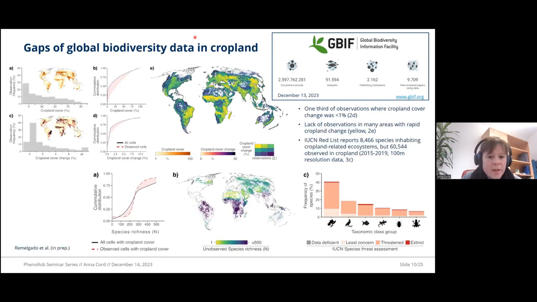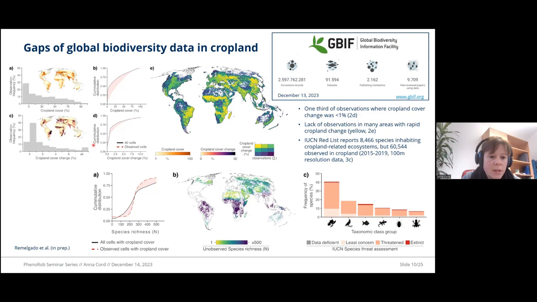So here are some figures from a publication we are currently working on, where we use this GBIF data in combination with global land cover data and land cover change information to understand how good the coverage of all these biodiversity data actually is for cropland. A lot of figures. I just want to highlight a few points.